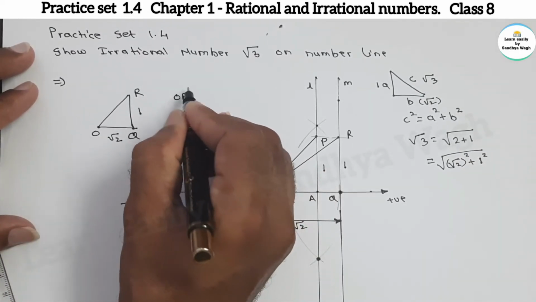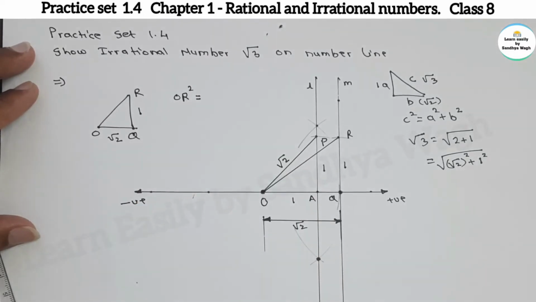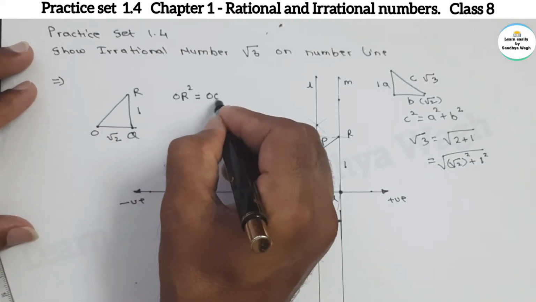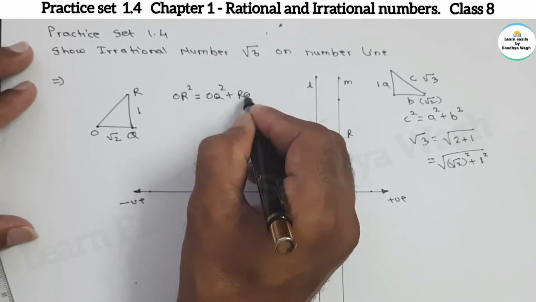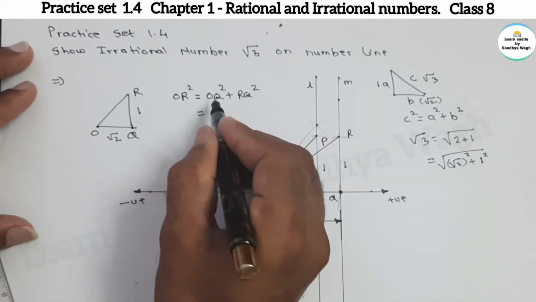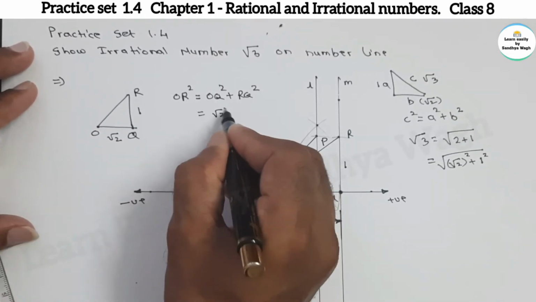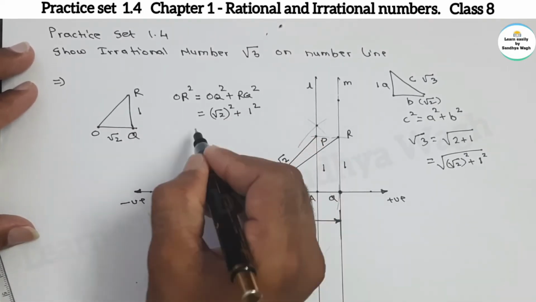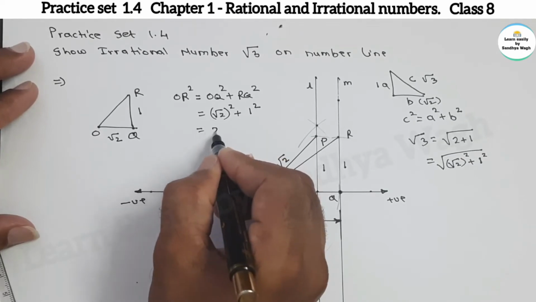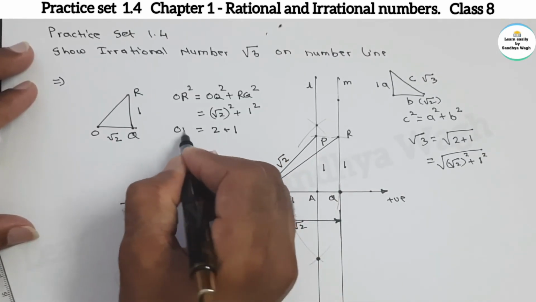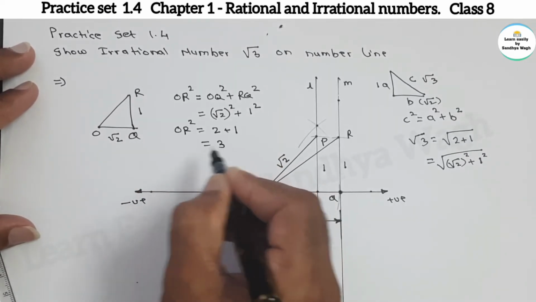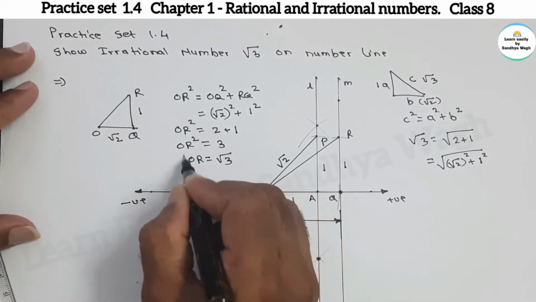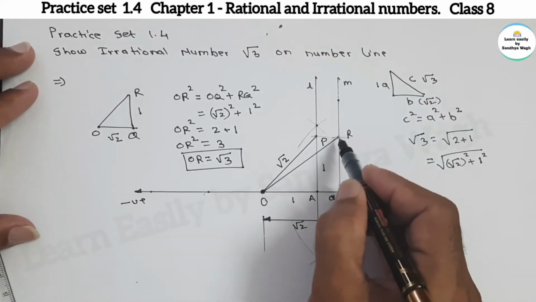What is OR? OR square. With the formula, hypotenuse square is equal to one side square plus second side square, that is OQ square plus RQ square. This is the Pythagoras theorem. OQ is root 2, square of root 2, plus RQ is 1, 1 square. Root 2 square will be 2 and 1 square will be 1. So OR square equals 2 plus 1, that is 3. OR square equals 3, so OR will be equal to root 3. This distance OR we got is root 3.